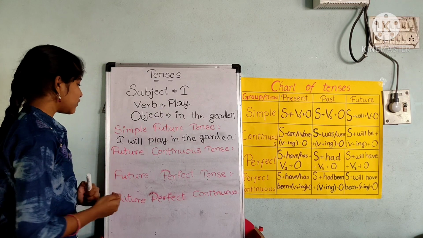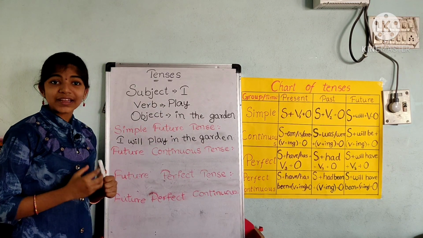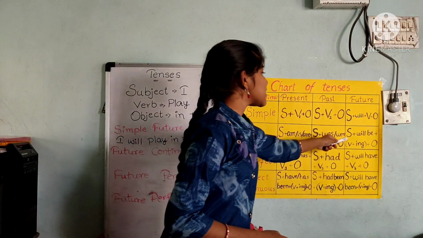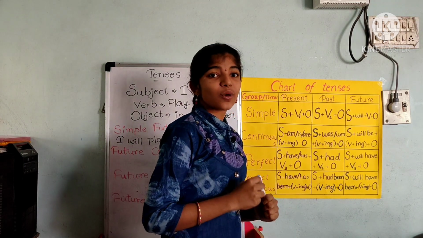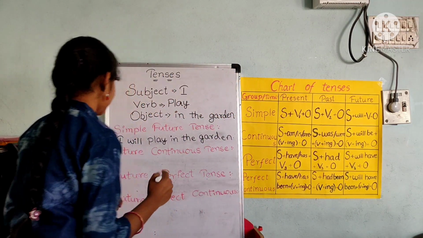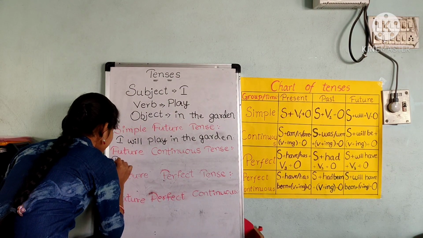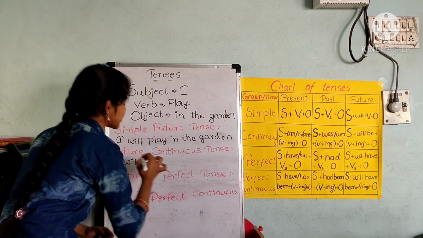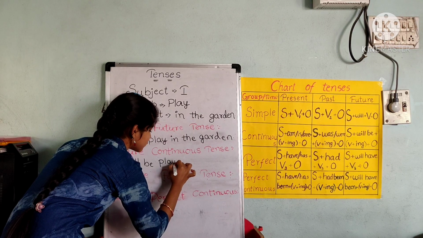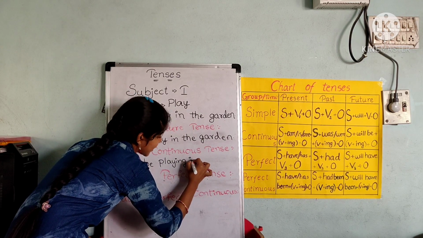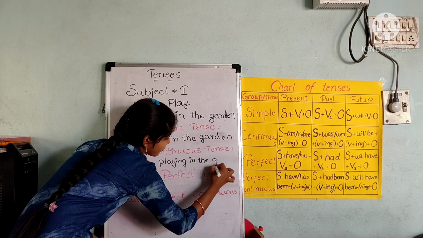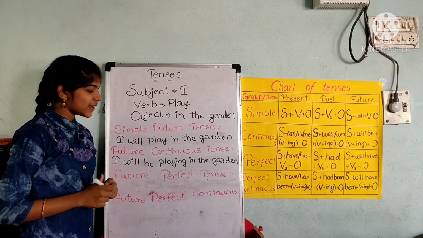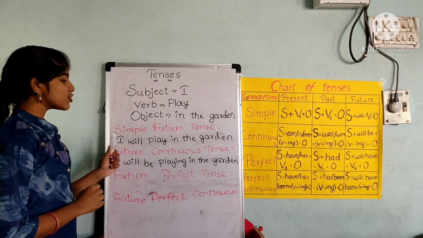And the second one, future continuous tense, which means an action that will happen for a length of time. And formula for this is subject plus will be plus verb plus ing form and object. Let's write the sentence. Subject is I and will be, verb plus ing form is playing, object is in the garden. I will be playing in the garden is an example for future continuous tense.